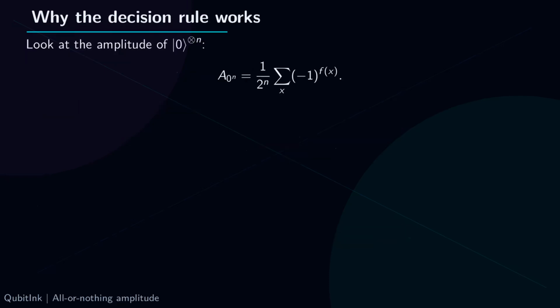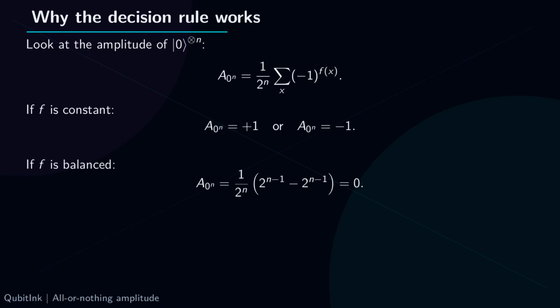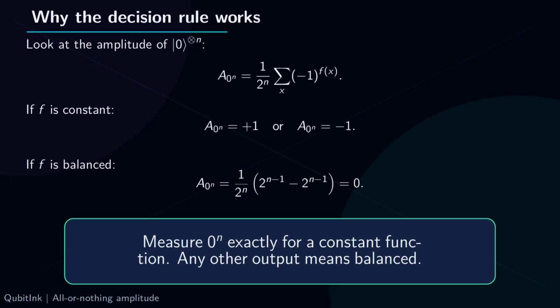To understand the output rule, focus on the amplitude of the all-zero string ket 0 tensor n. For z equals 0 to the power n, the dot product x·z is 0 for every x. So the amplitude is 1 over 2 to the power n, sum over x of -1 to the power f of x. If f is constant, then every term in the sum is +1, or every term is -1. Hence the amplitude is +1 or -1, and the probability of measuring 0 to the power n is 1. If f is balanced, half the signs are +1 and half are -1, so the amplitude is 0. Therefore, measuring 0 to the power n means constant. Any other output means balanced.